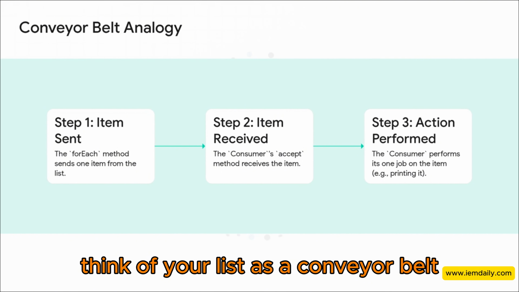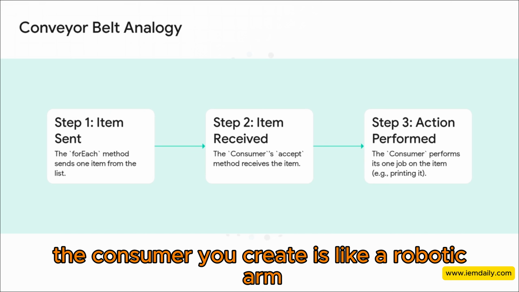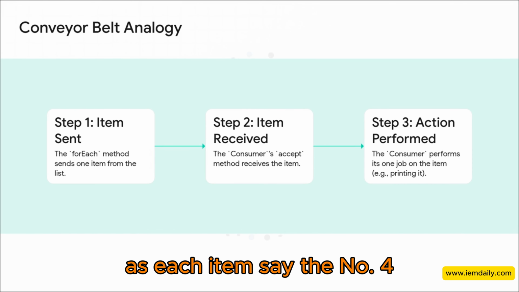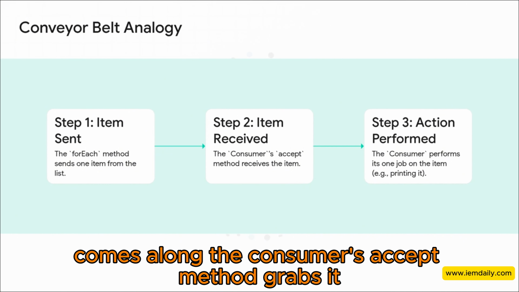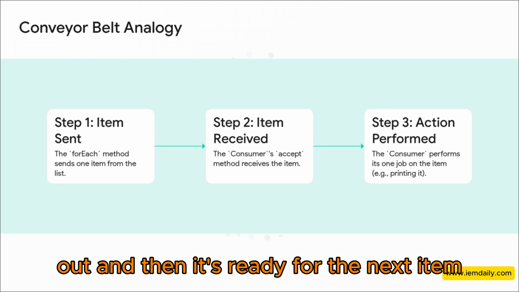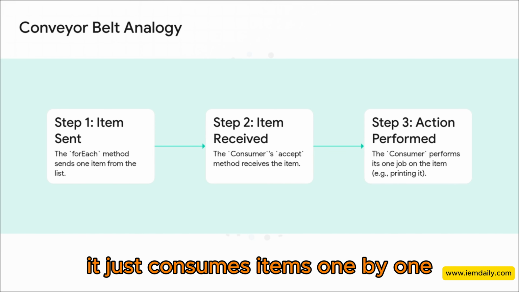I love this analogy. Think of your list as a conveyor belt, with all your data as little items chugging along. The consumer you create is like a robotic arm at a station on that belt. As each item, say the number 4, comes along, the consumer's accept method grabs it, does its one programmed job, like printing it out, and then it's ready for the next item. Simple, right? It just consumes items one by one.